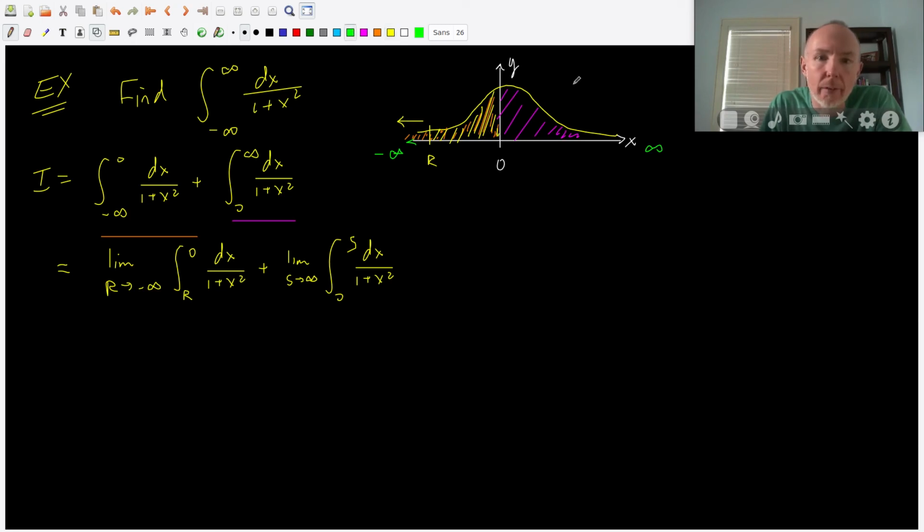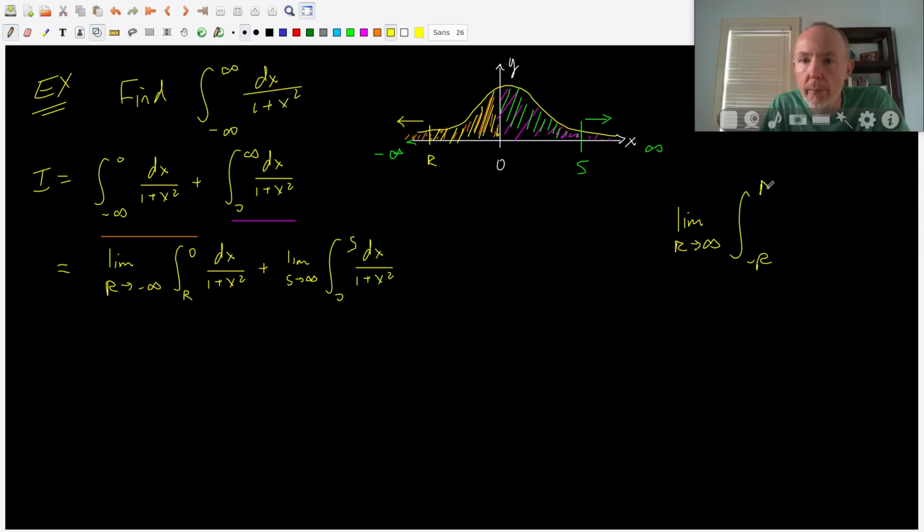And then on the other side, I'm introducing a value s here, and I'm integrating between 0 and s, and then I'm taking the limit as s moves off to the right to pick up all of that area that I've ignored. Right, so I'm doing those two separately. They're completely separate calculations and they need to be. What I mean by that is you should not do this.